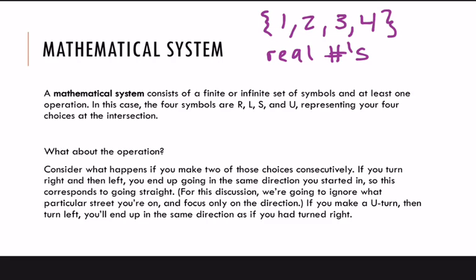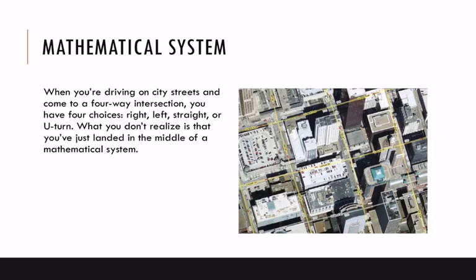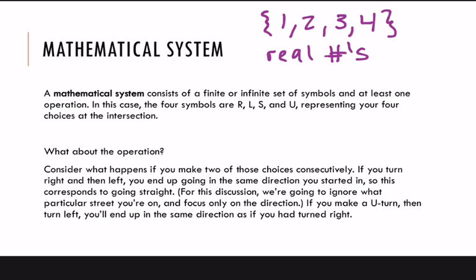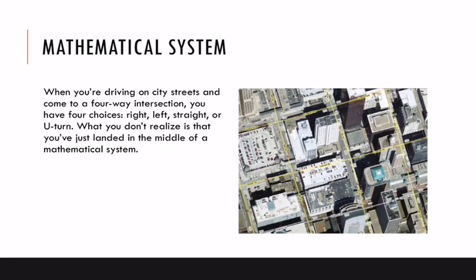So in this case, the example, the introduction here with the four-way intersection, we're going to think about our four symbols as R, L, S, and U, which represent the four choices of turns that you could make at an intersection. All right, so we don't know what direction we're traveling in originally, but we'll pick a direction. And then we could look at the different turns: a right turn, of course, and then a left, and then going straight, or a U-turn.